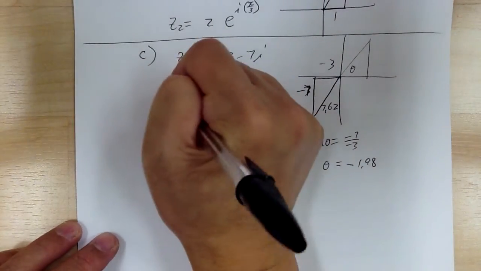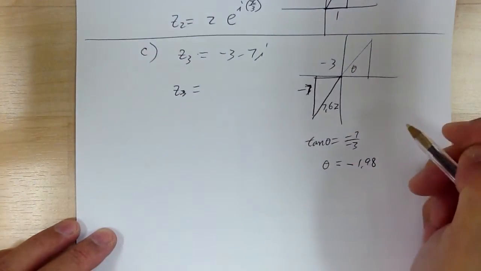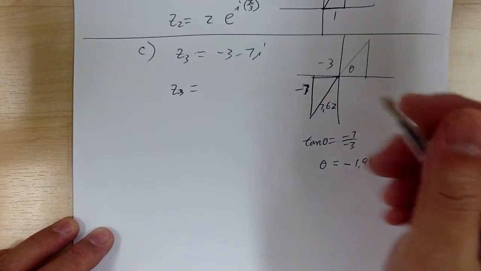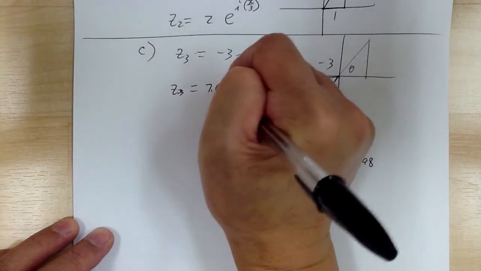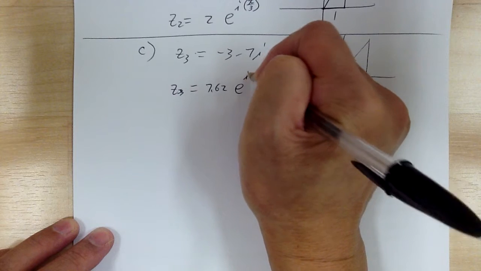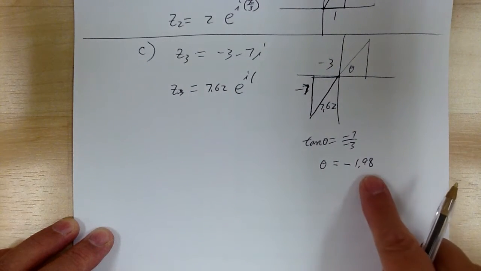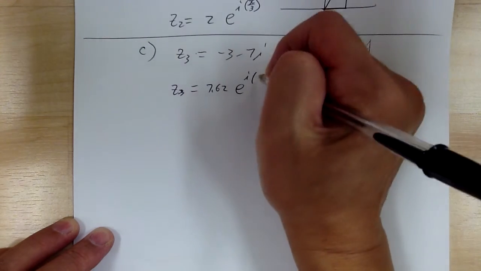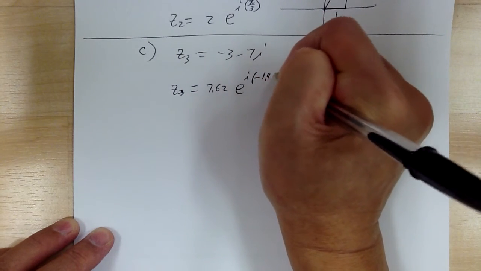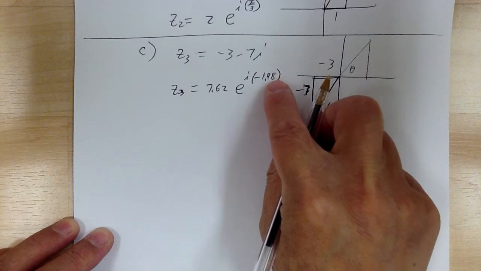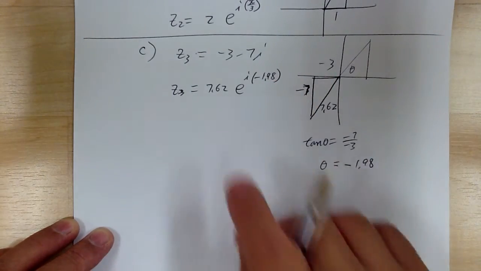And so this becomes, so Z3 will give you the radius 7.62 e to the I, and the angle is negative 1.98. Now this is radian, right? So just be aware of that, and that's it.